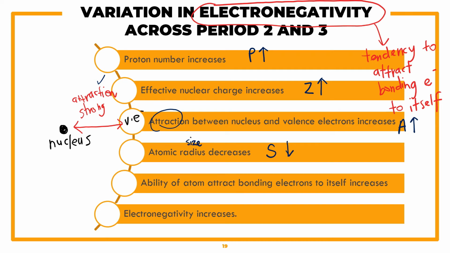Size of atom akan mengecil. So when the size of the atom decreases, the ability of the atom to attract the bonding electron to itself will increase. So hence, electronegativity will increase.